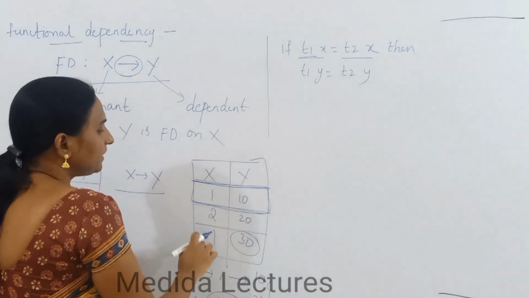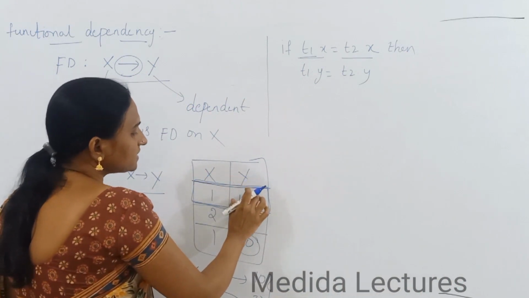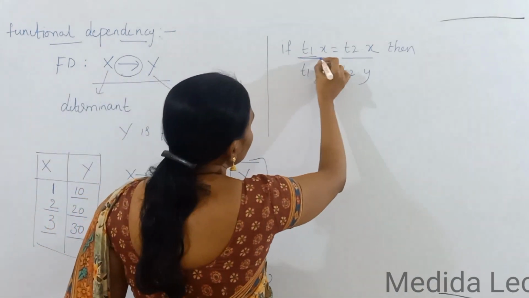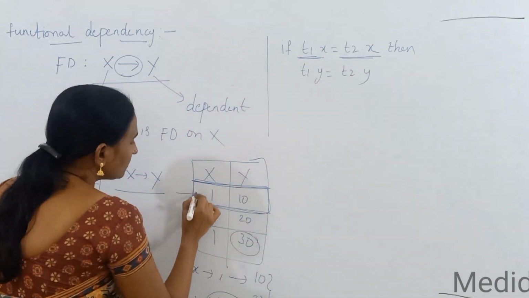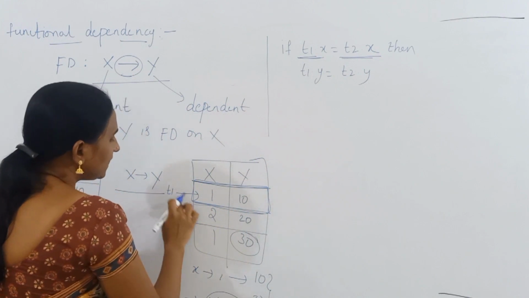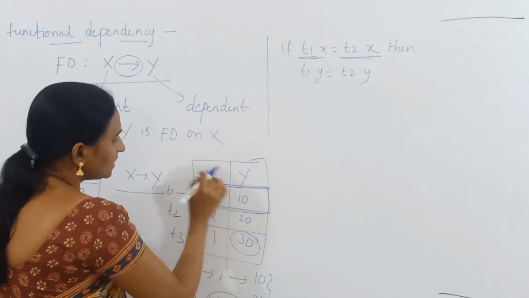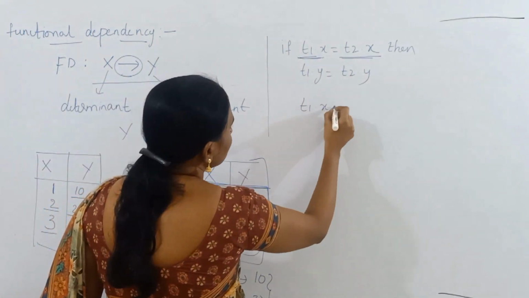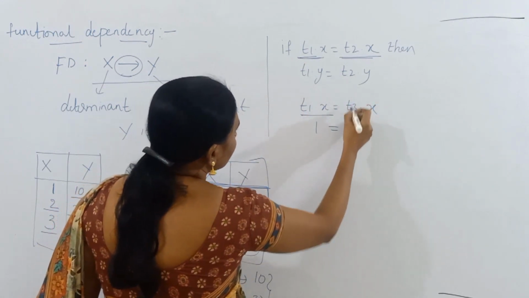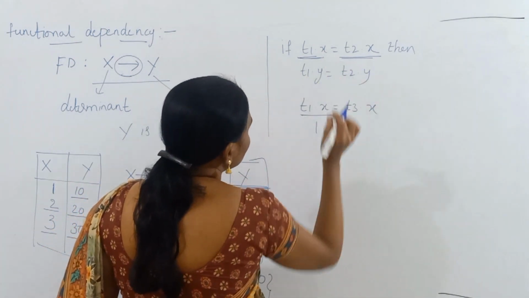Whenever x values are repeated, at those places the y values must be same. This is the first tuple t1. This is the second tuple. This is the third tuple. Here t1, t3 tuples of x values are same. t1 dot x equal to t3 dot x. What is t1 dot x? 1. What is t3 dot x? 1. Then t1 dot y should equal t3 dot y.